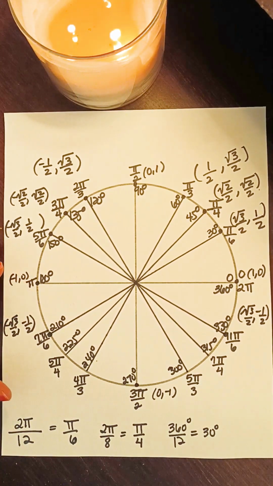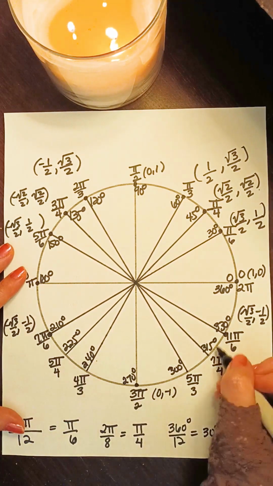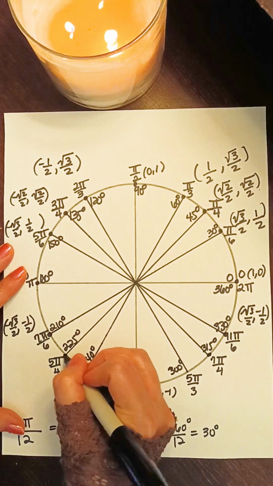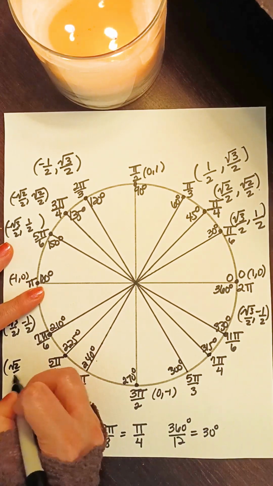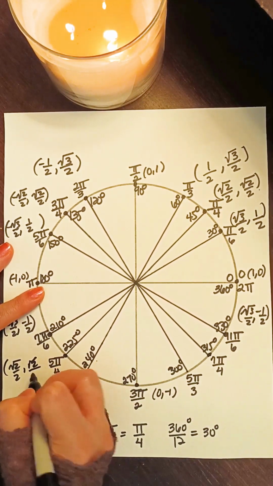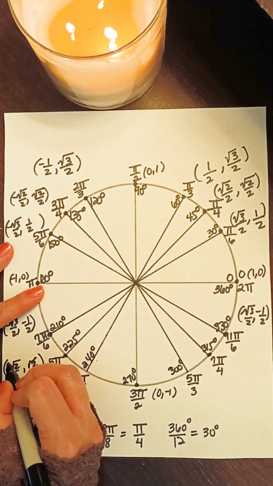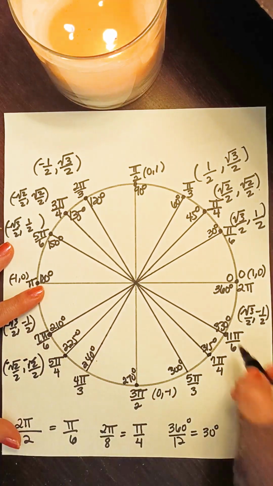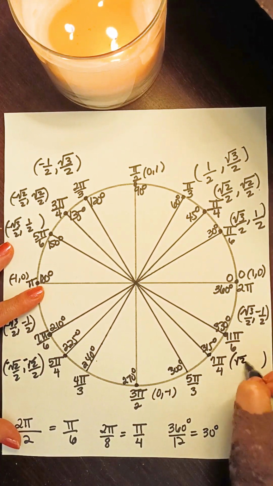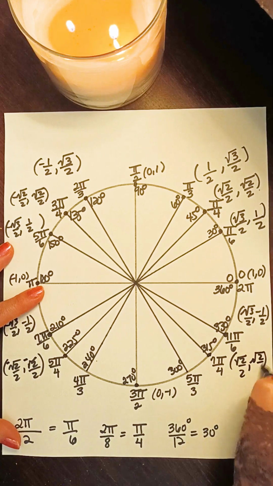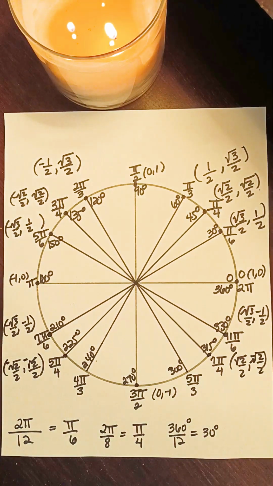Okay. The middle points are always square root of 2 over 2, square root of 2 over 2. In quadrant 3, they're both negative. Square root of 2 over 2, square root of 2 over 2, in quadrant 4, y is negative.